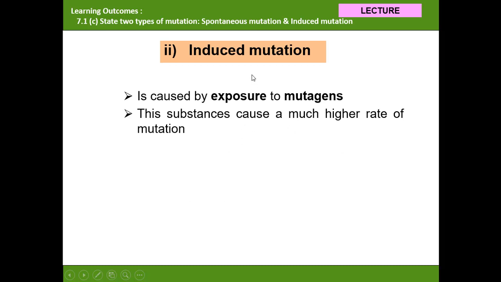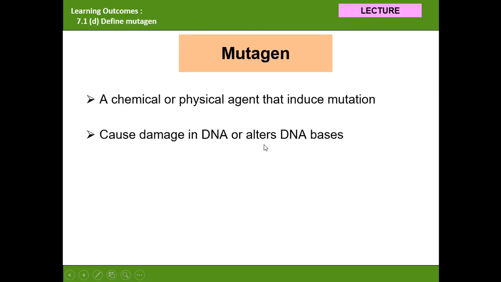Meanwhile, induced mutation is caused by exposure to mutagen, and these substances cause a much higher rate of mutation. So what is mutagen? Mutagen is a chemical or physical agent that induces mutation, and this substance can cause damage in DNA or alters DNA bases.